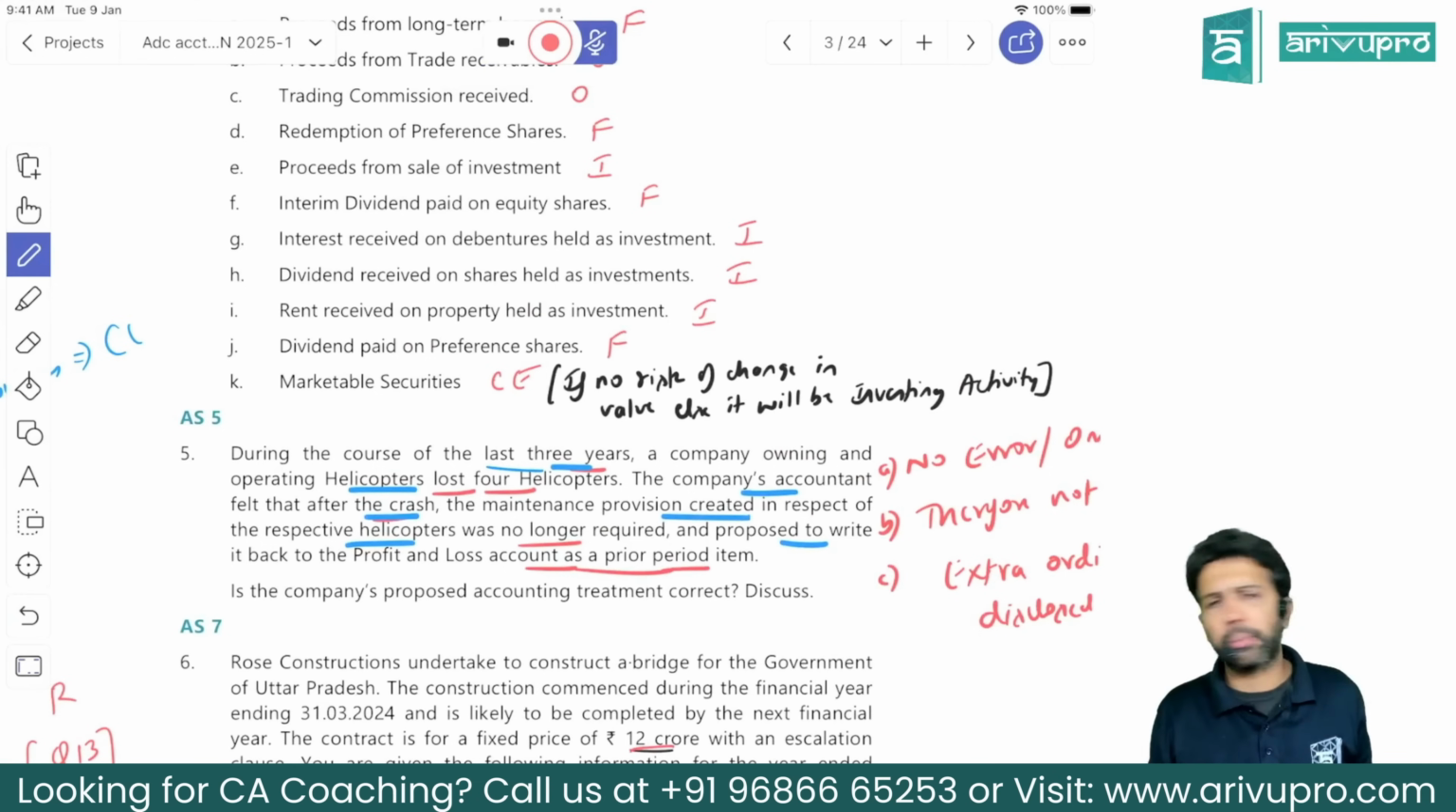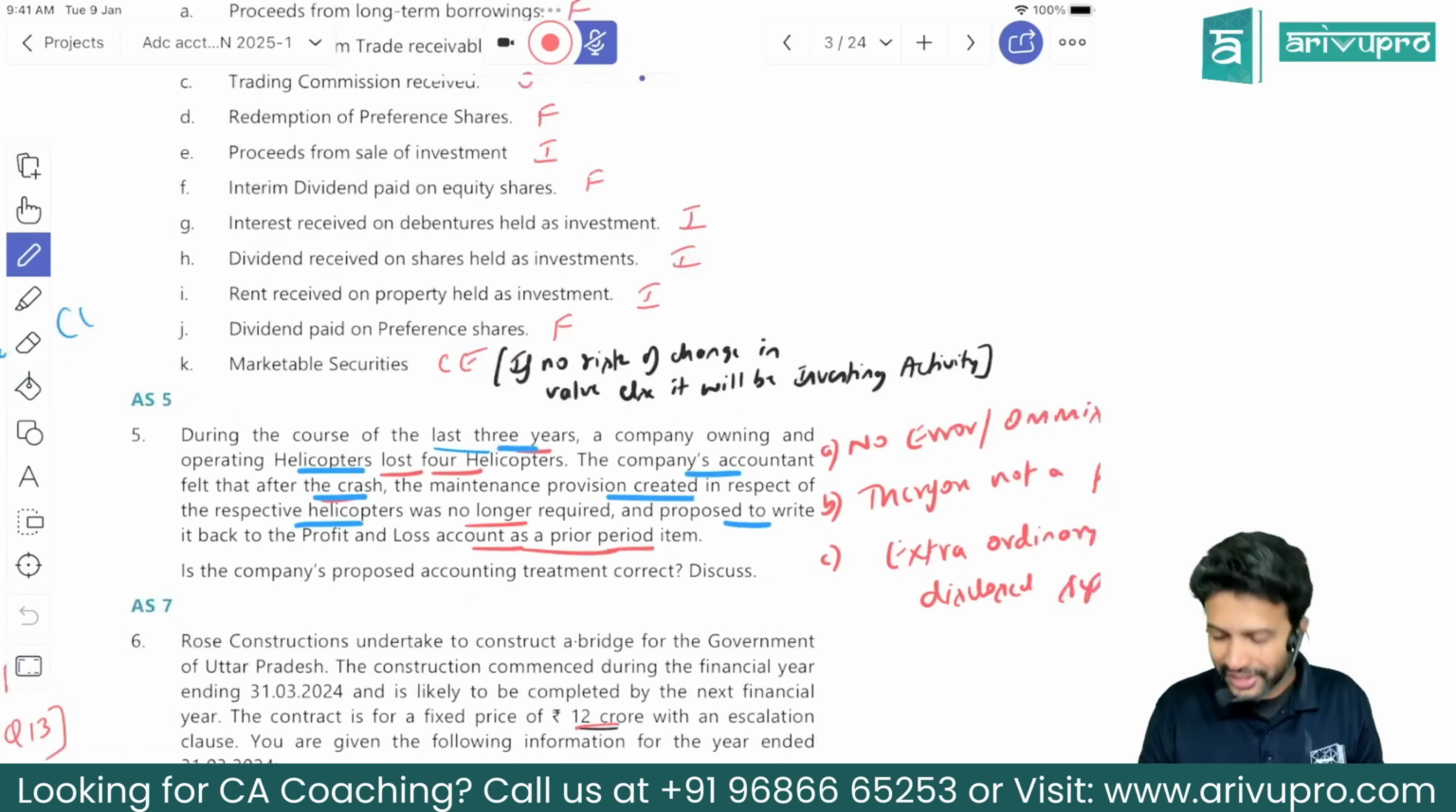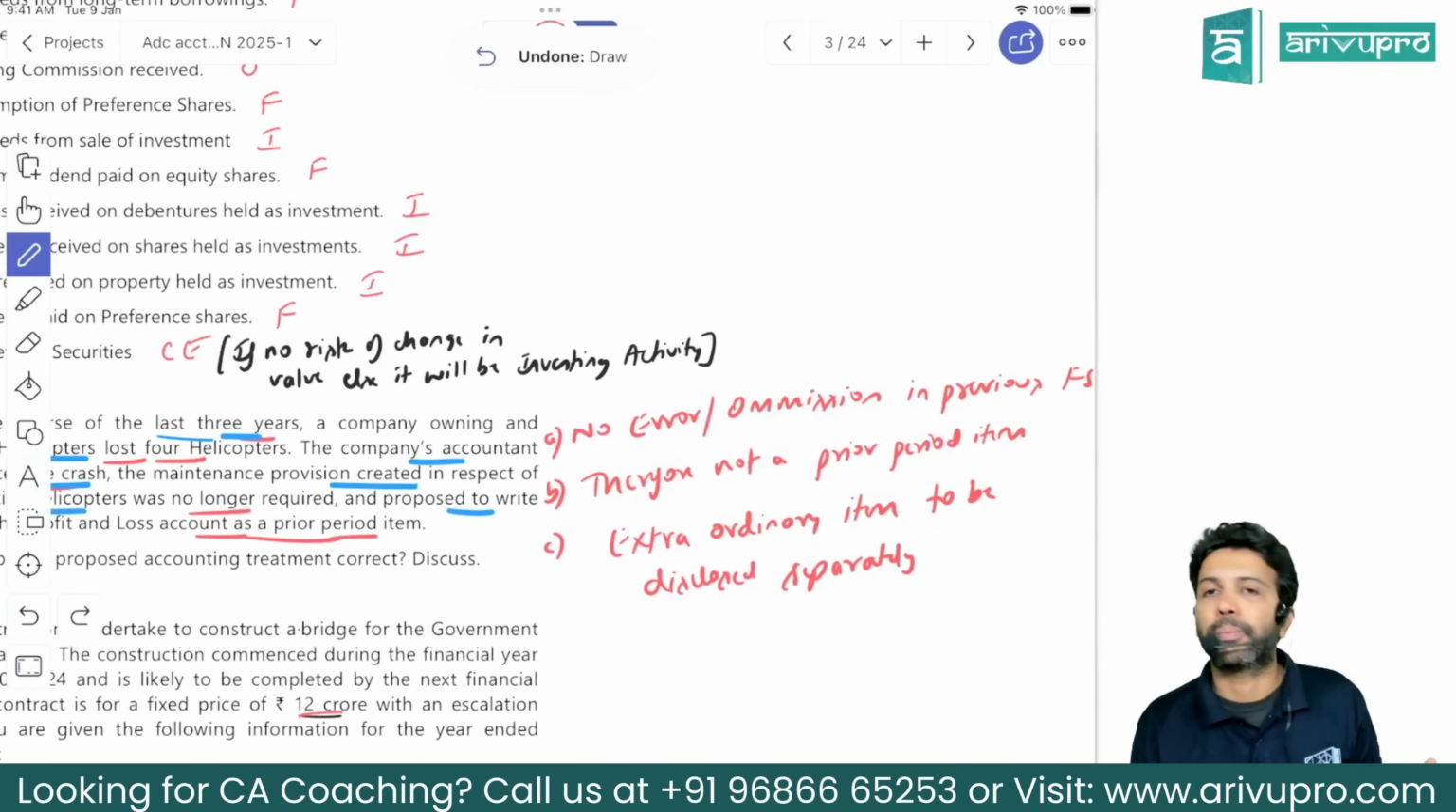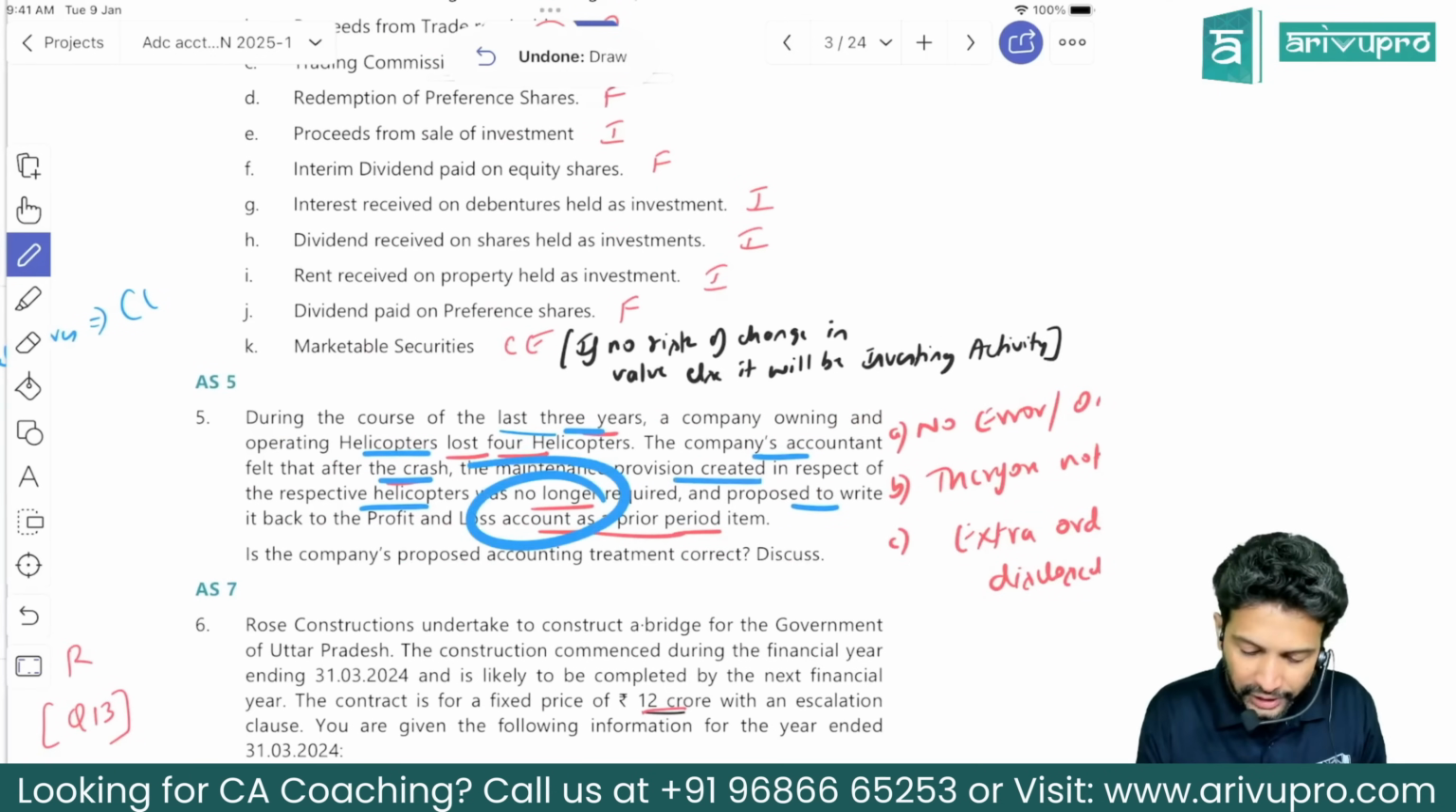Here, did we do any mistake by creating that provision, or should we have created the provision? We should have created the provision. So is there any mistake? No. Is there any omission? No. Is this a prior period item? No. Fine now people. What should we treat this as?